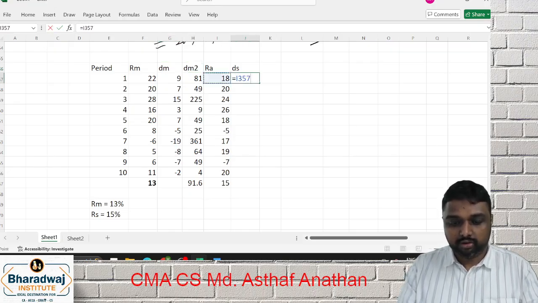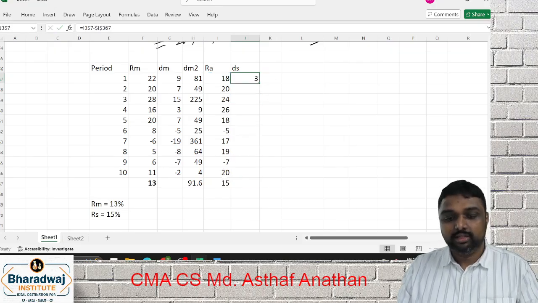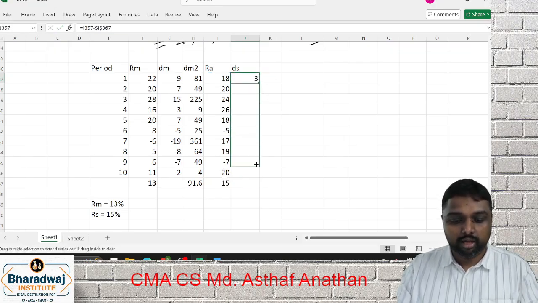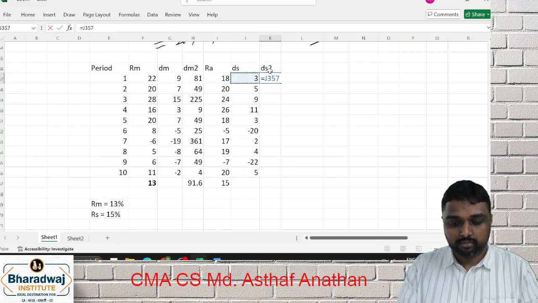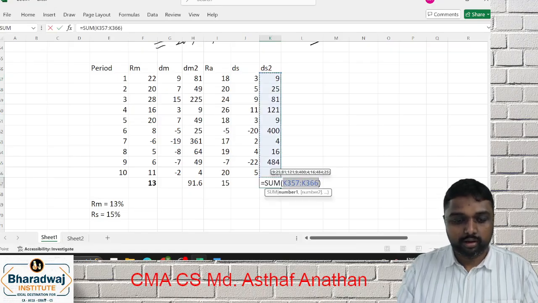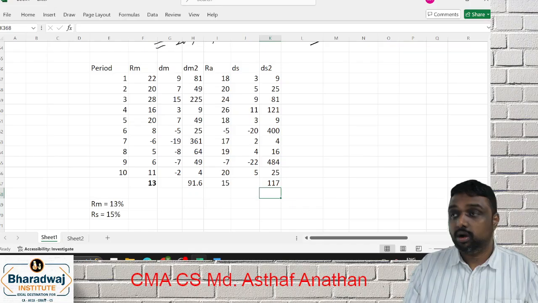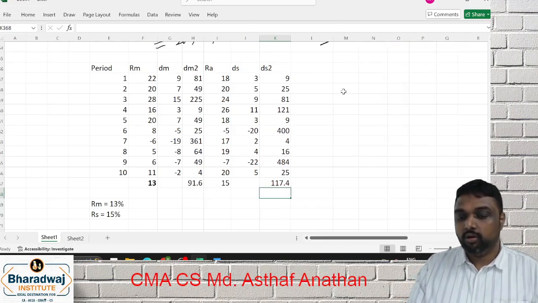Now you can go for the deviation of the stock. What is the deviation of the stock? R minus R bar, the same thing. Here we are doing it without probability. Now the deviation of the stock squared. You have to take the sum total. This is the variance.